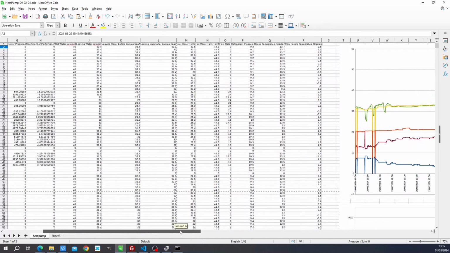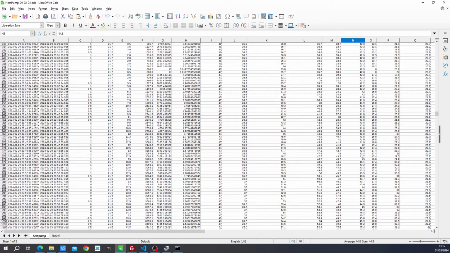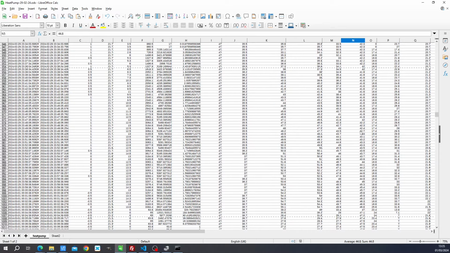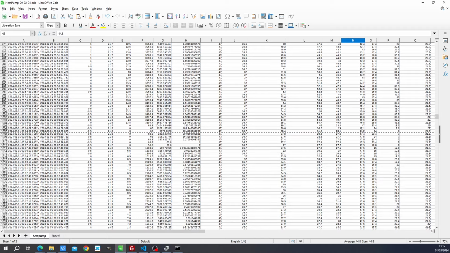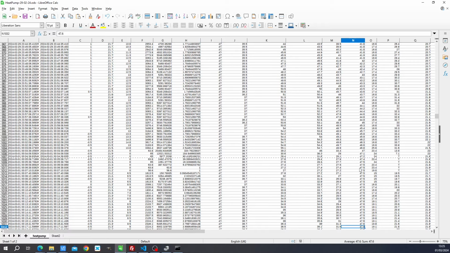I haven't charted the domestic hot water, but I do have it logged here. So it brought it up from 42 degrees Celsius up to 47.6 degrees Celsius, and the set point for hot water is 47 degrees. So it was doing its job, and it managed to do that within about, how long? 30 minutes. So not too bad.